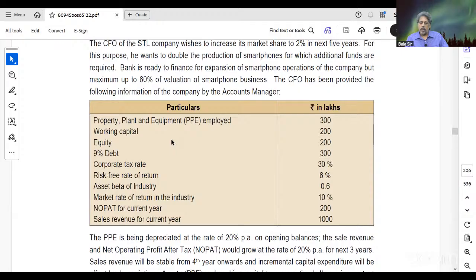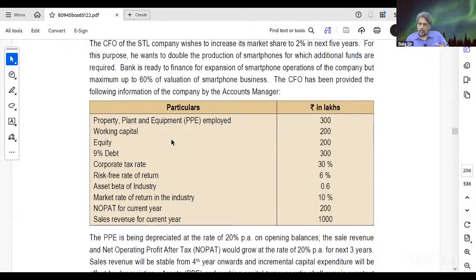Corporate tax rate 30%. Risk-free rate of return 6%. RF is given as 6%. Asset beta of industry 0.6. Here they have given the asset beta, nothing but the unlevered beta, 0.6. That means you are supposed to calculate the equity beta depending on the debt equity mix. Next, market rate of return in the industry 10%. The RM is 10%.